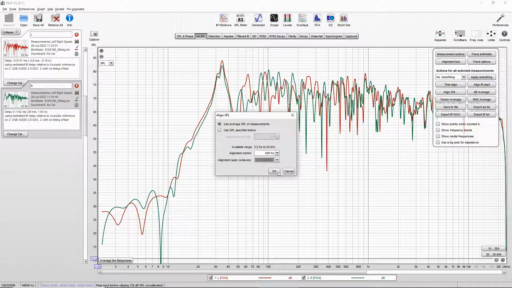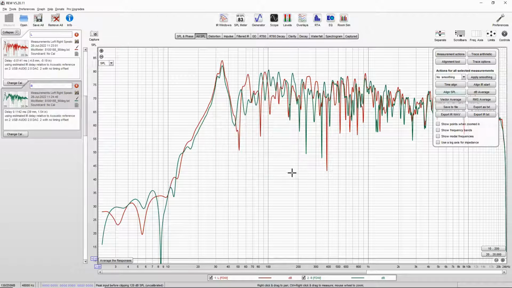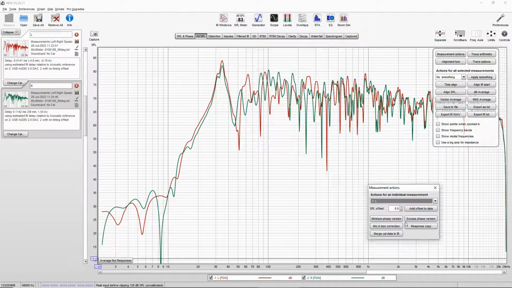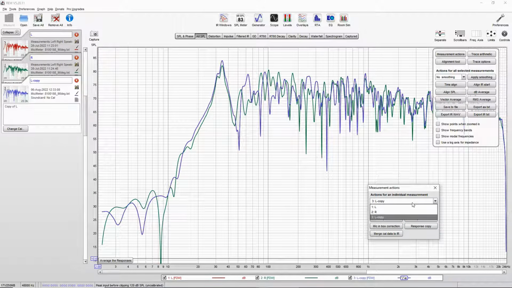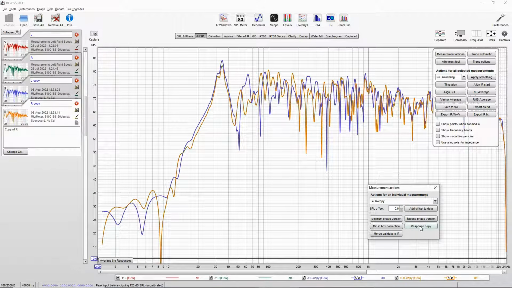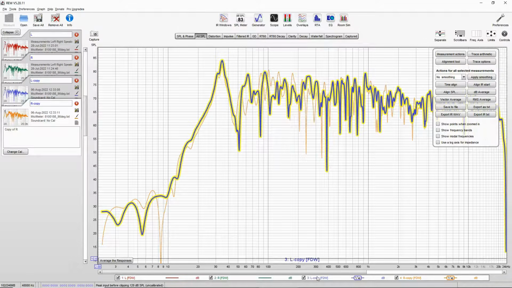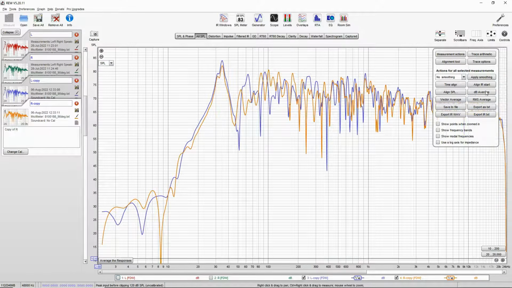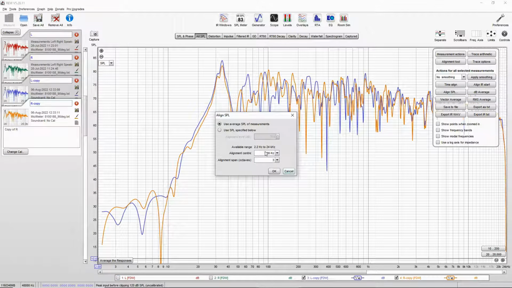However, if we align this now, we will not be seeing how much alignment left speaker required and how much alignment right speaker required. So before we do that, we have to create copies of both measurements. We go to measurement actions, response copy for left and also for right. Now we have left copy and right copy. We untick left and right, so only the copies are ticked. And then align SPL, and then 500 Hz, 3 octaves, use average SPL measurements.